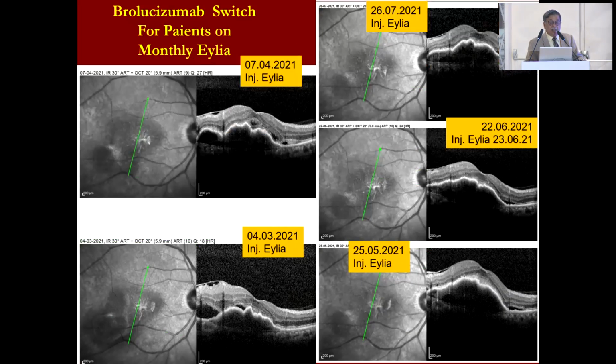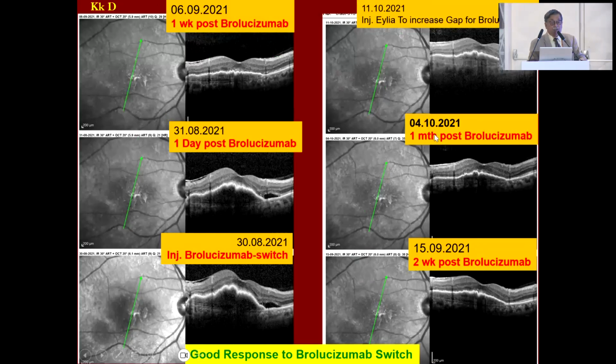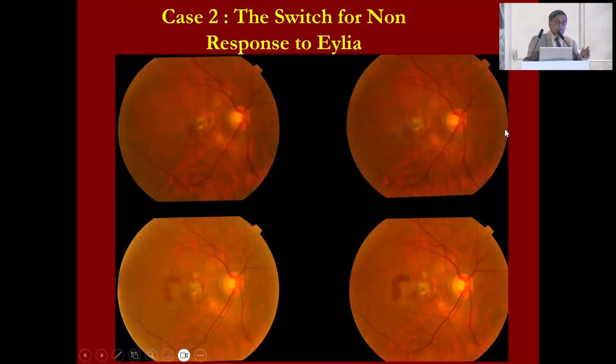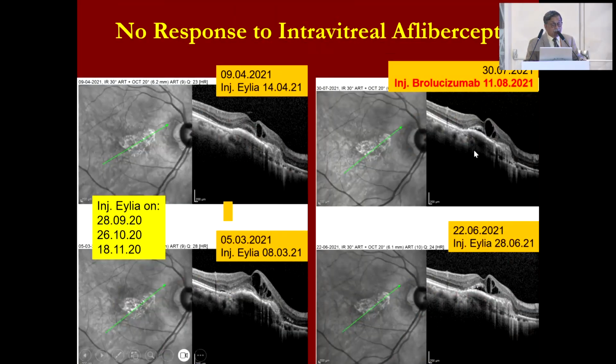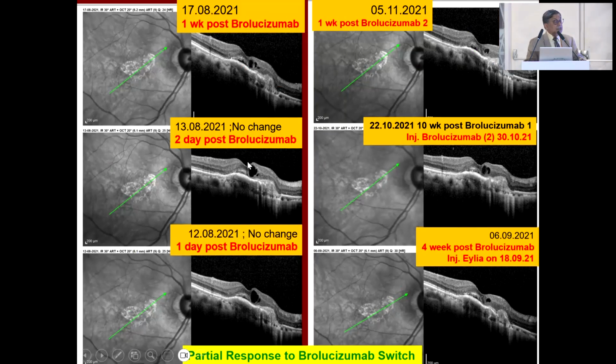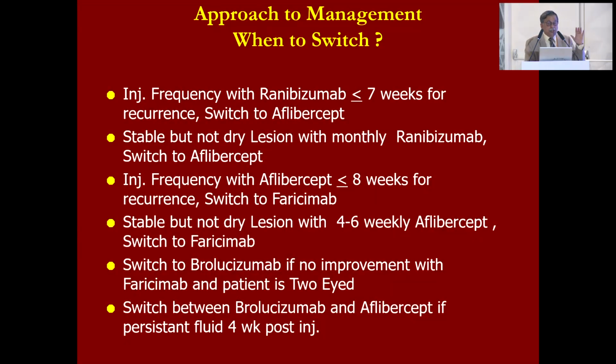What I realized was that by converting from aflibercept to faricimab, we were able to extend the interval by 4 weeks. This is another patient whom we tried. Eylea was given, did not respond, and finally was shifted to brolucizumab, responded very well. And a second patient who did not respond so well. This was on Eylea, got a brolucizumab, got a partial response. This is just to let you know, people who think brolucizumab is a panacea for all their ills, it's not. In recalcitrant patients, some 30% respond very well, complete resolution, another 30% show a partial response, and there's also 30% who don't respond.